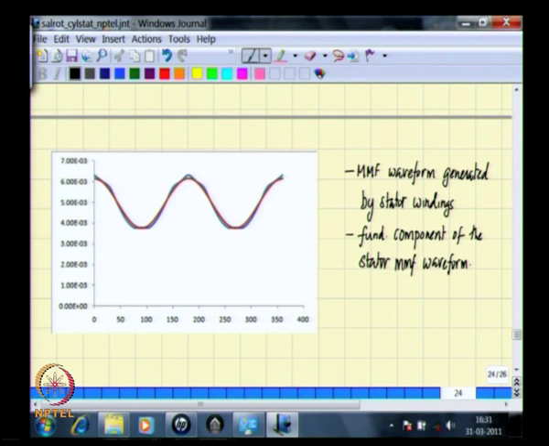And what we are saying therefore is that let us start by assuming that this variation of MMF that happens as you travel around the stator is sinusoidal in nature. That is what we mean by the fundamental component of the stator MMF. So we are assuming a sinusoidal variation around the air gap.